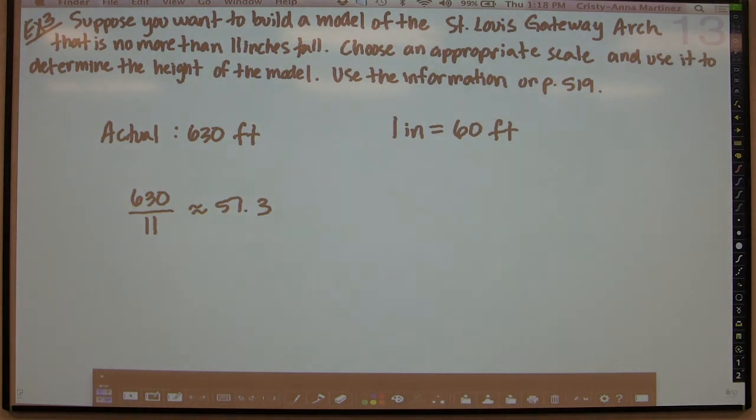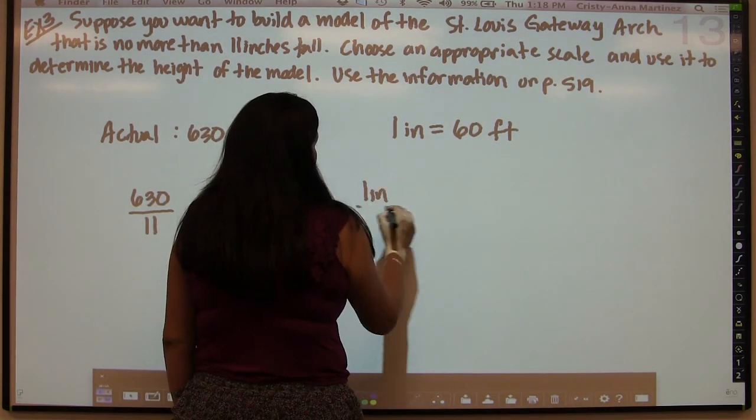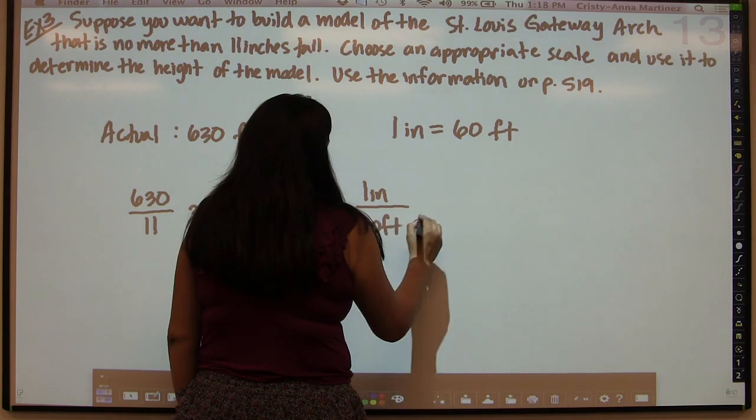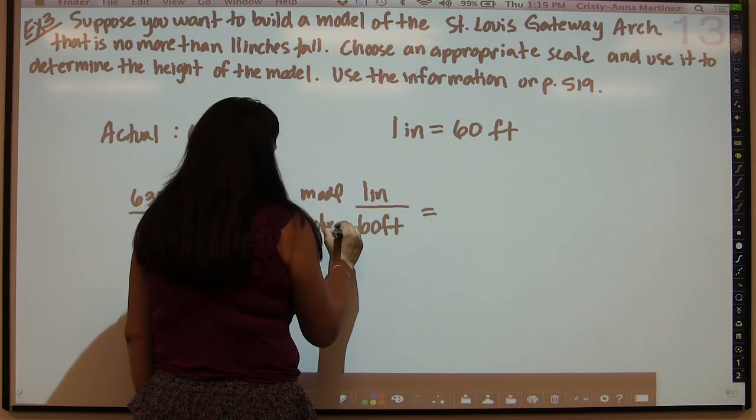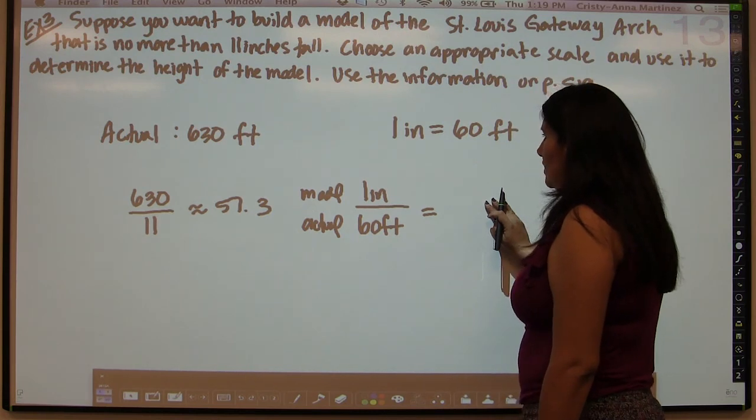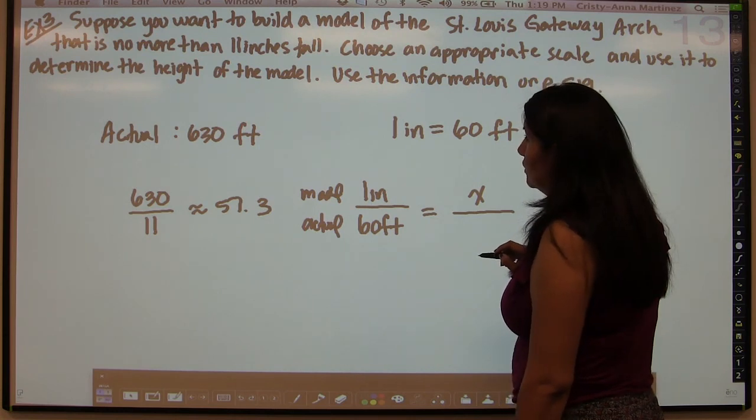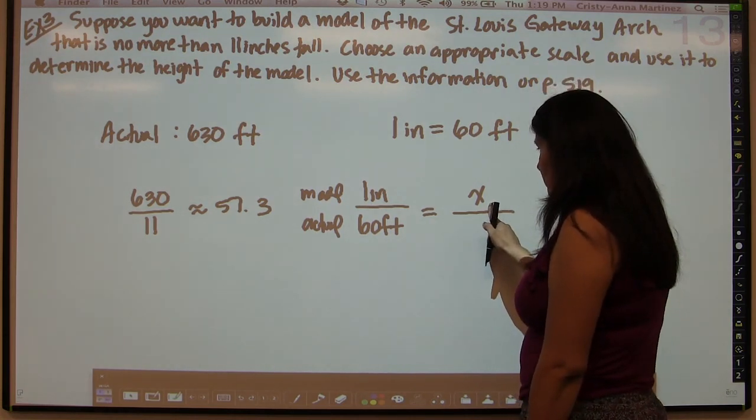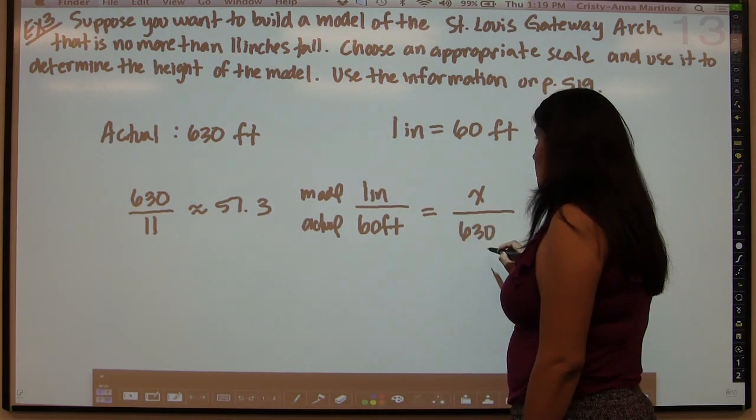And then they want to determine the height of the model. So again, we're going to say the model is 1 inch and the actual is 60 feet. So I'm setting up my proportion as model to actual. In the case of the model, we know that it's going to be X units. So they want us to find the height of the model. So we don't know what that is right now. We're going to call it X. Hopefully it's less than 11. And on the bottom, we're going to put the actual height of the arc, which is 630.